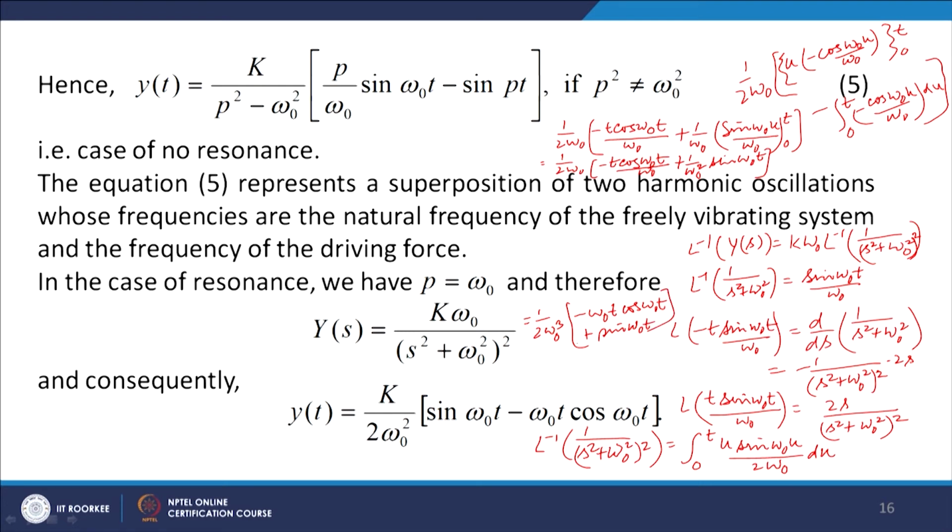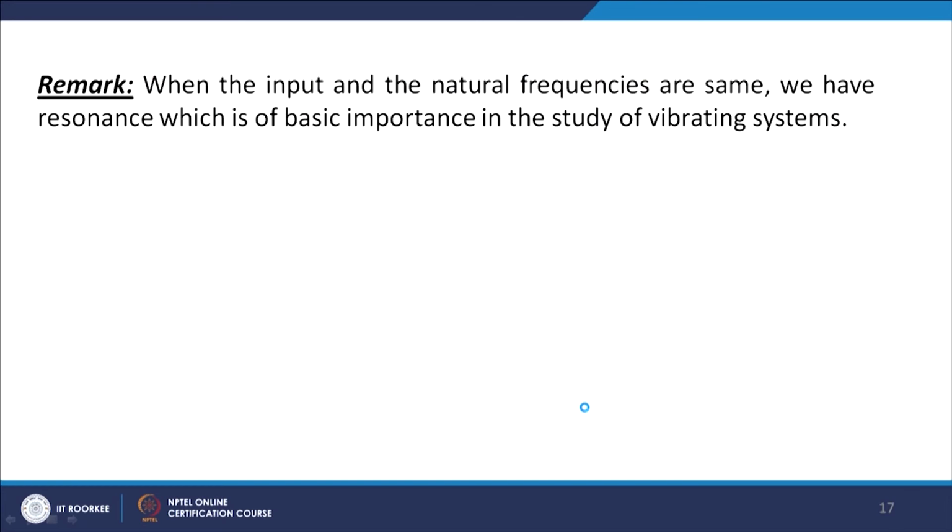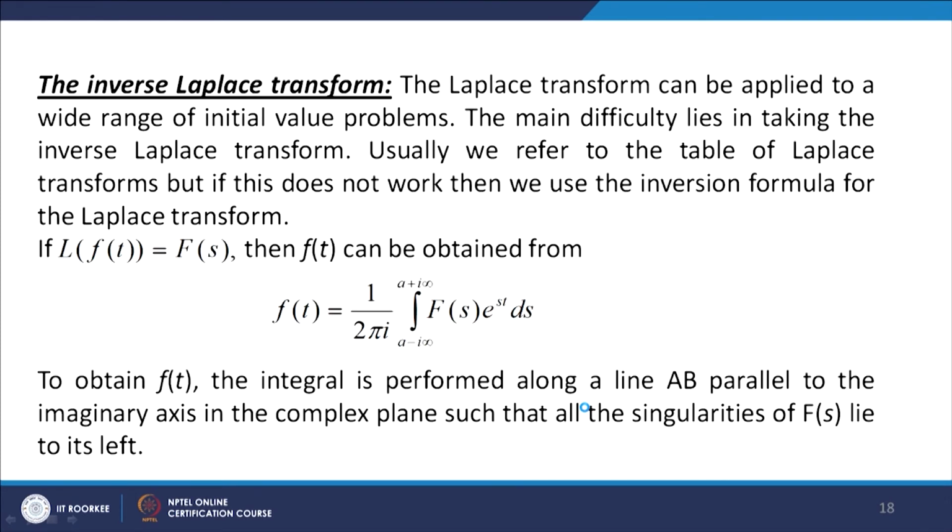That is the inverse Laplace transform of 1 over s squared plus omega naught squared, and this we multiply by k omega naught. So, we get k upon 2 omega naught squared times (sin omega naught t minus omega naught t cos omega naught t). When the input and the natural frequencies are the same, we have resonance, which is of basic importance in the study of vibrating systems.